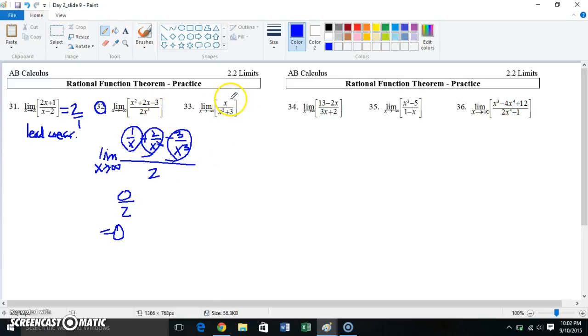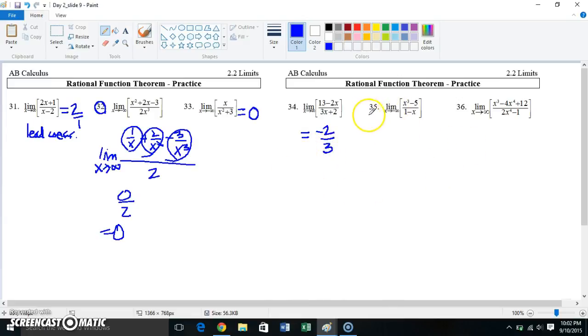This time, the degree of the numerator is less than the degree of the denominator. What happens? No work required. That's going to be a 0. Okay, 34. The degree of the numerator and the degree of the denominator are exactly the same. Our limit is the ratio of the leading coefficients, negative 2/3.